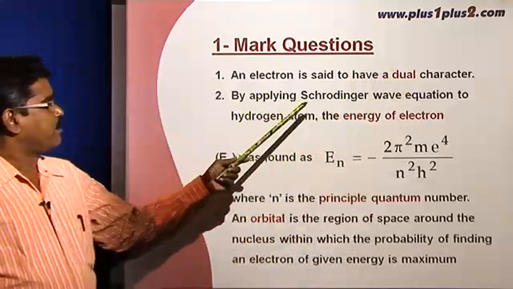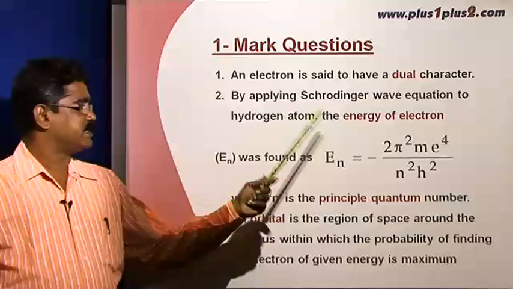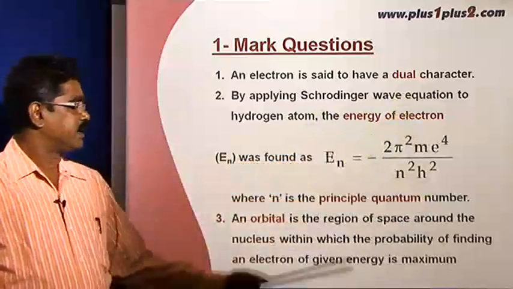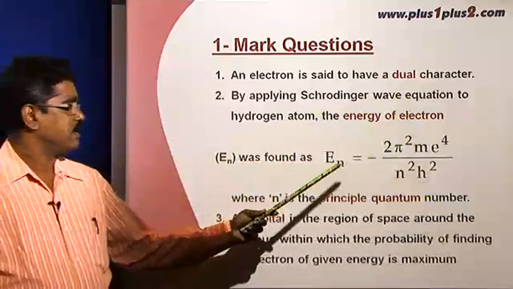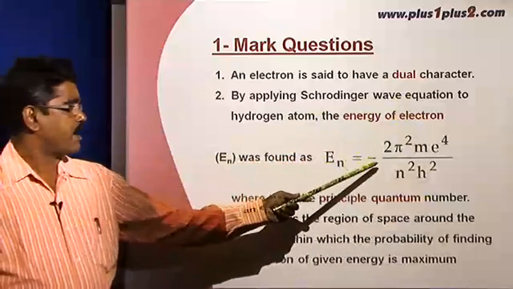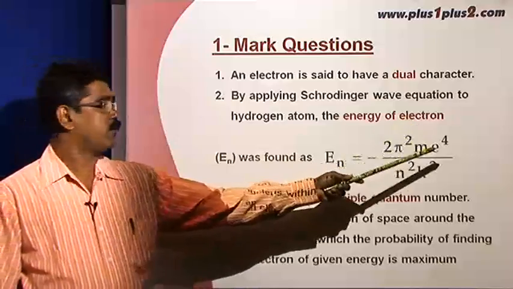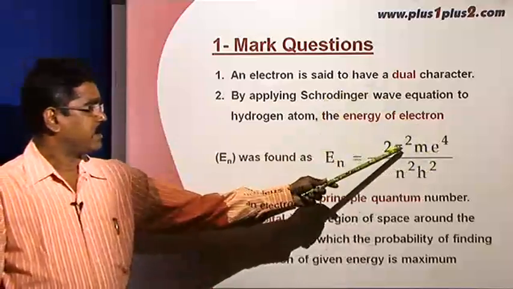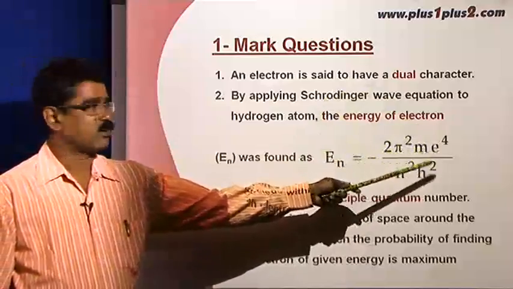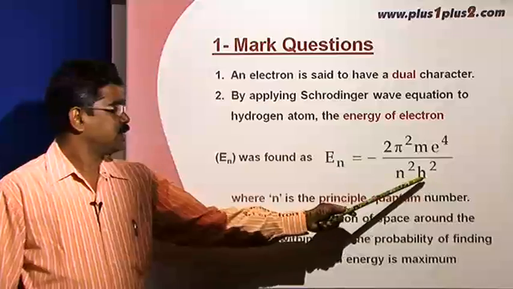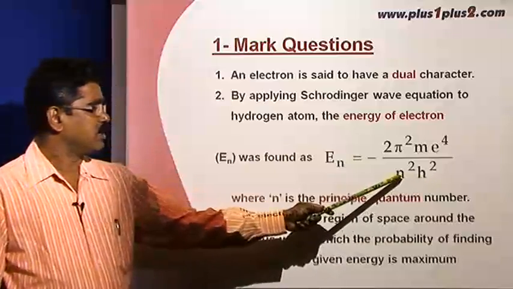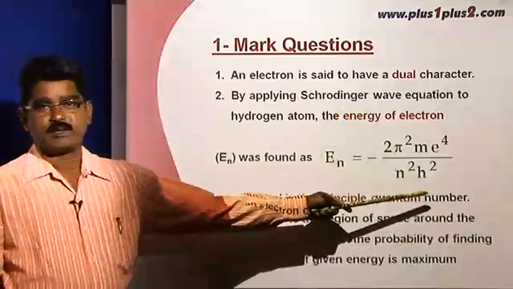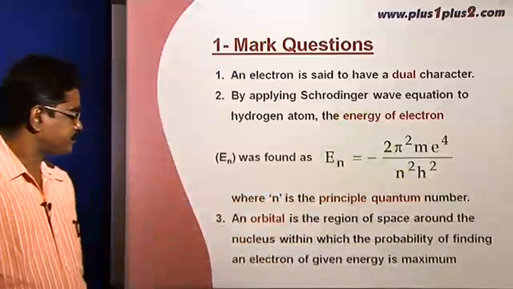Next, by applying Schrödinger wave equation to hydrogen atom, the energy of an electron in any orbit can be calculated using the formula En is equal to minus 2 pi squared m e power 4 divided by n squared h squared. We know pi is a constant, mass of particle is constant, e exponent, h is Planck's constant. So, the variable value would be n. n refers to principal quantum number, nothing but orbit number.